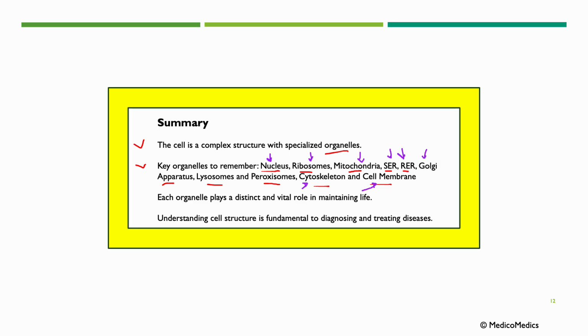Now, each organelle plays a distinct and vital role in maintaining life. Understanding cell structure is fundamental to diagnosing and treating diseases. Now, let's move forward to the next chapter where we will explore how substances move in and out of cells, meaning we will go deeper into the cell membrane.